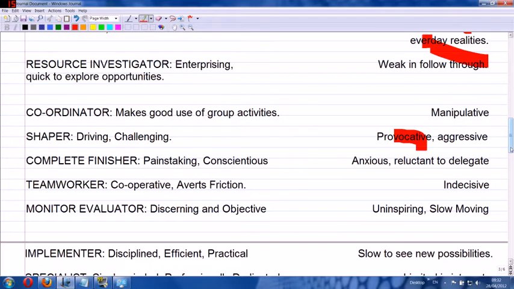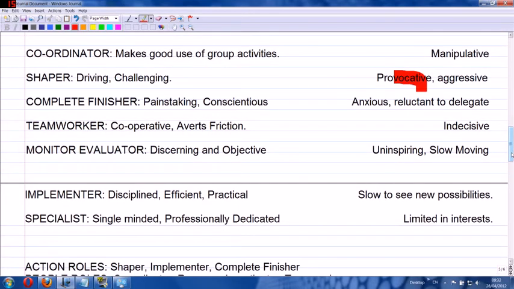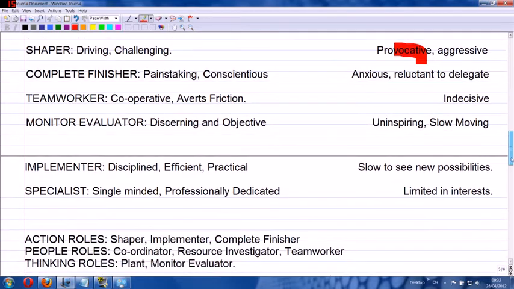A team worker will be cooperative and doesn't want any problems. Problem is they're indecisive. Monitor evaluator is discerning and objective. They're uninspiring and slow moving. Implementer is disciplined, efficient and practical, but they're slow to see new possibilities. And the specialist is single-minded, professionally dedicated, but limited in interests.